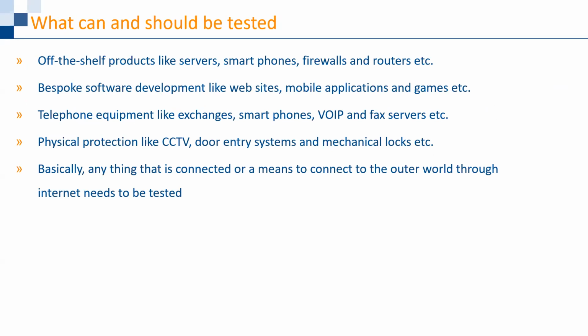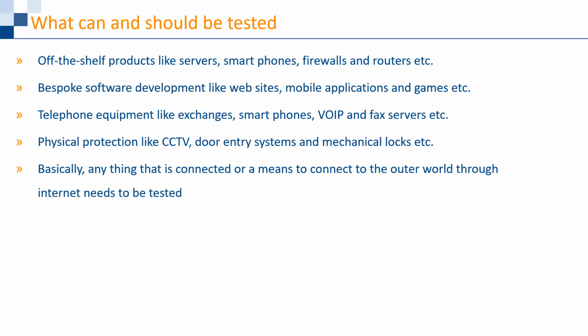What can and should be tested? We generally have smartphones, servers, firewalls, and routers that we use for wi-fi connections and to use the network. We all use the internet in our houses or offices, so we use a router. So routers need to be tested. Software development like websites, mobile applications, and games should also be tested, and telephone equipment like smartphones, VoIP, and fax servers.